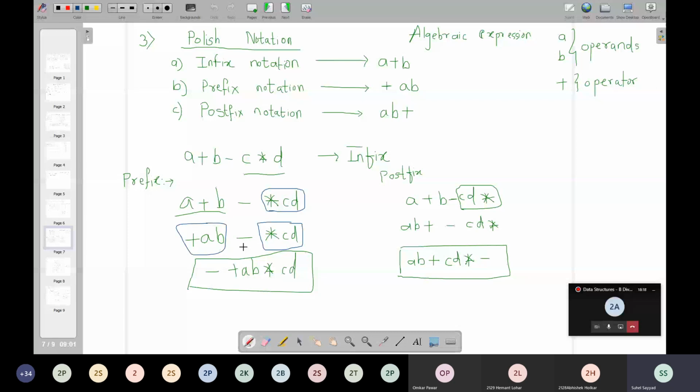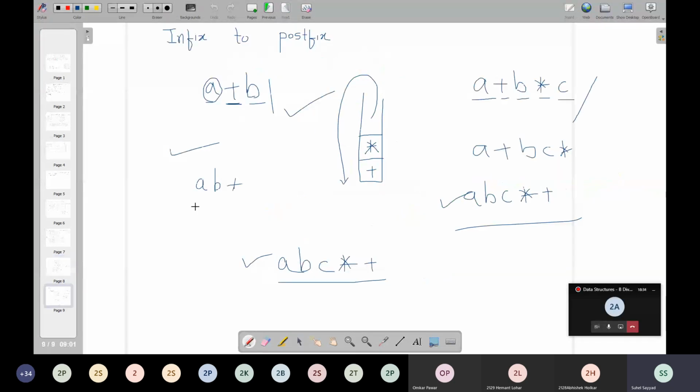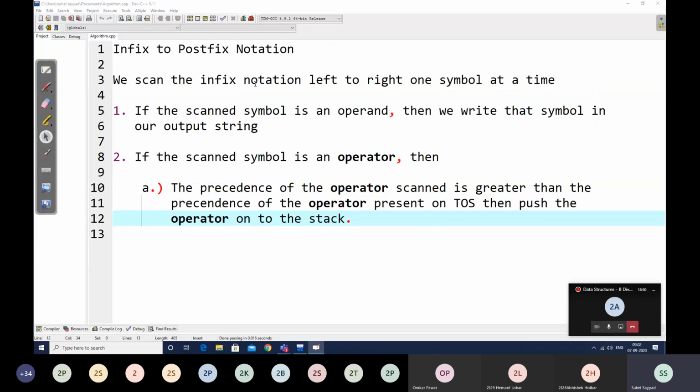Once we understood how to convert infix to prefix and infix to postfix, we started to discuss how we can use stack to solve this problem. First we started with the problem of infix to postfix. We'll quickly revise that part. We are going to scan our infix notation, which will be given to us as input, from left to right, scanning one symbol at a time.